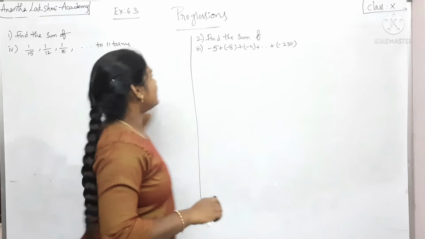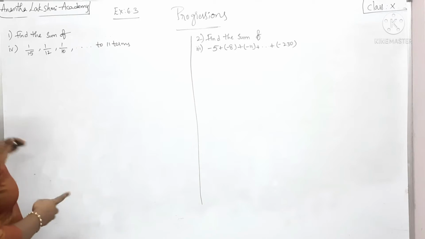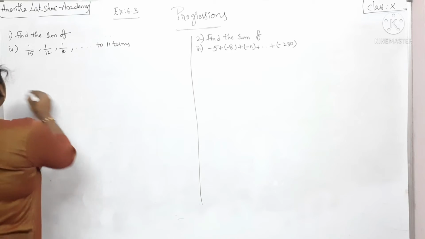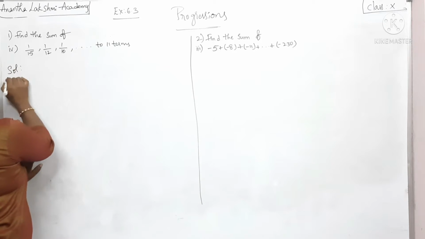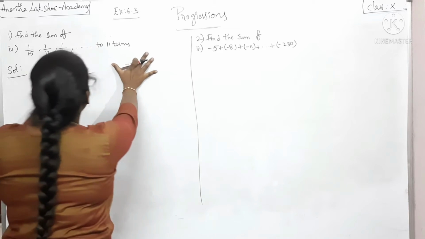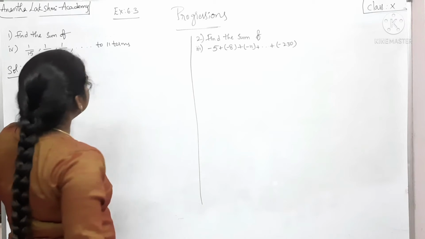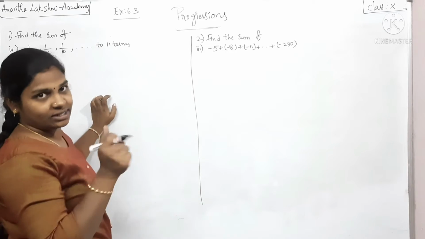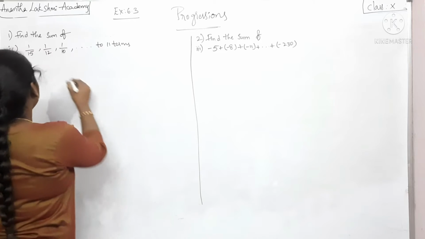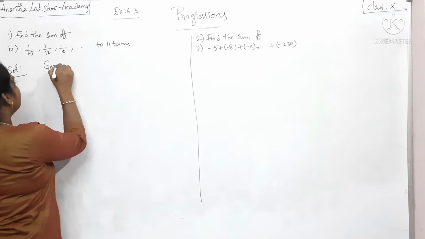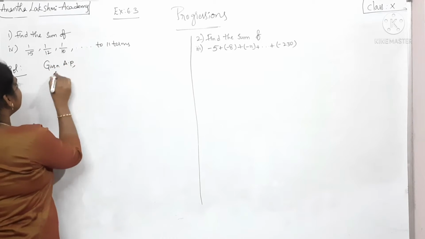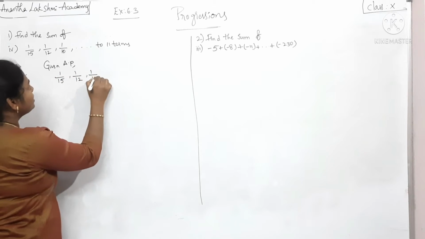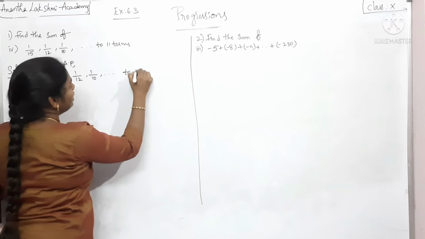Okay, so let's get started with the very first problem. In the first problem, there are 4 bits. I am solving the 4th bit for you. Here, if you look at the question, they are asking us to find the sum of an AP till the 11th term. So the sum of 11 terms is what they are asking. The given AP is 1 by 15, 1 by 12, 1 by 10, and so on to 11 terms.